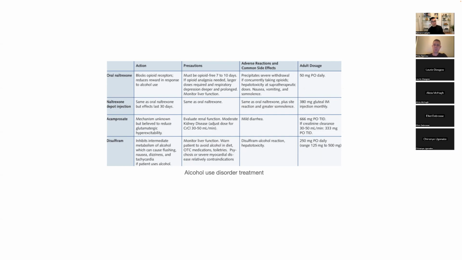Acamprosate works on GABA. It also helps with alcohol cravings. And disulfiram, we don't use it as much anymore because, as you guys mentioned, if someone drinks a lot while on disulfiram, they can have medical issues too. Disulfiram is also contraindicated in patients who have a history of psychosis.